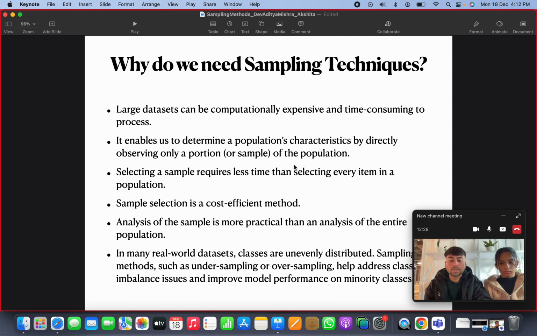In many real world data sets, classes are unevenly distributed, so sampling methods like undersampling or oversampling may address this class imbalance issue and improve model performance on minority classes.